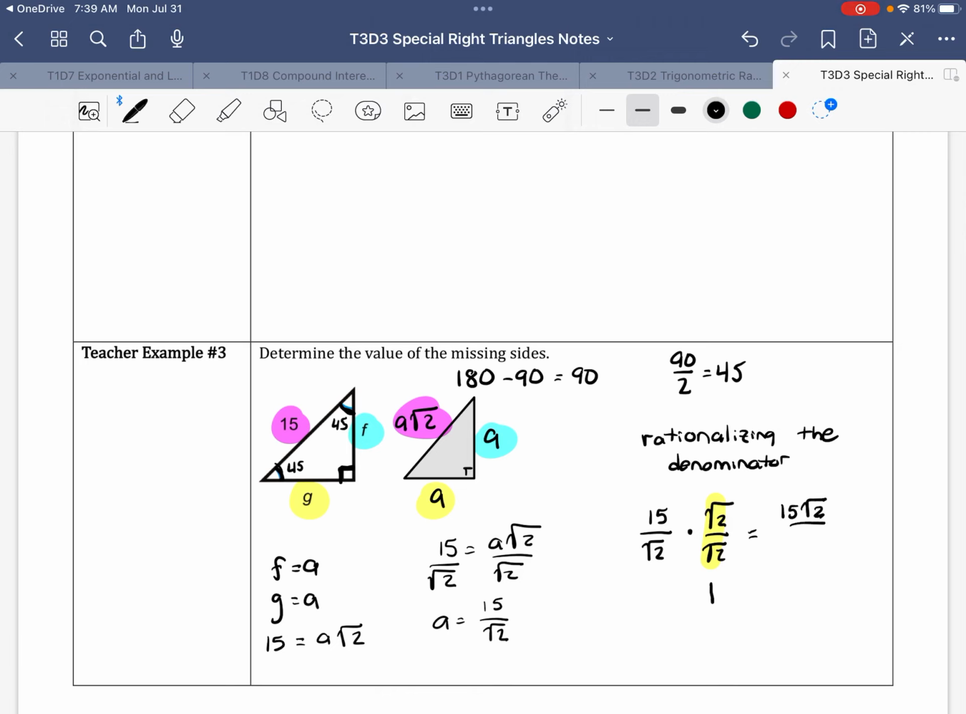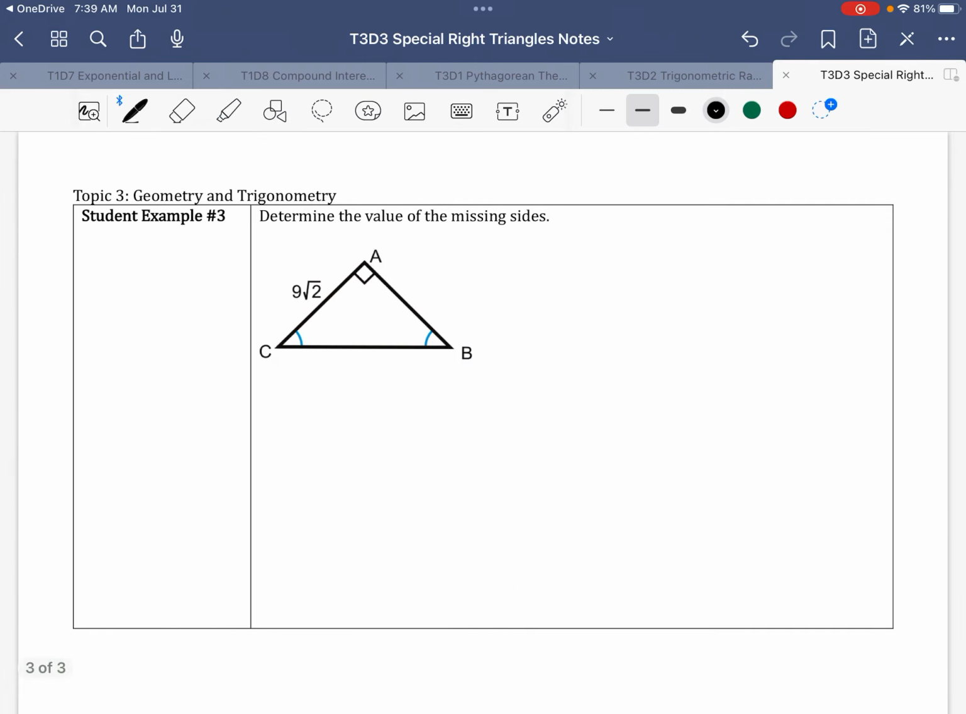When we do that, we get 15 root 2 over the square root of 2 times the square root of 2, which is just 2. So our final answer is that F is equal to 15 root 2 over 2, and G is equal to 15 root 2 over 2. And that is our final answer. All right? Try student example number 3 on your own.